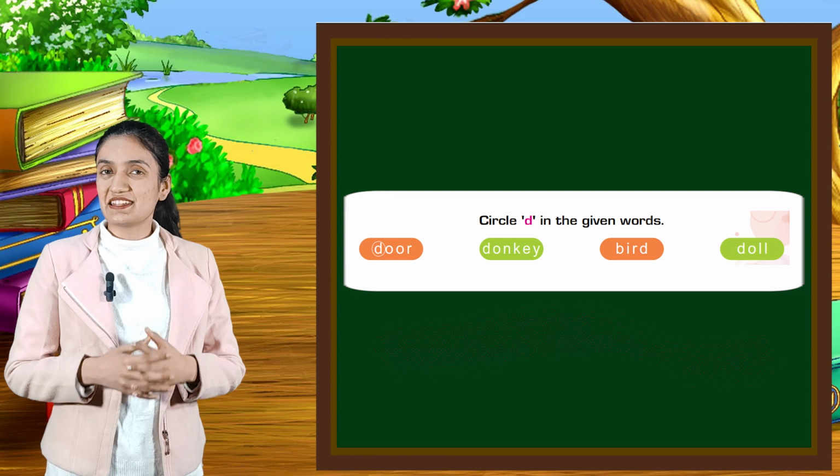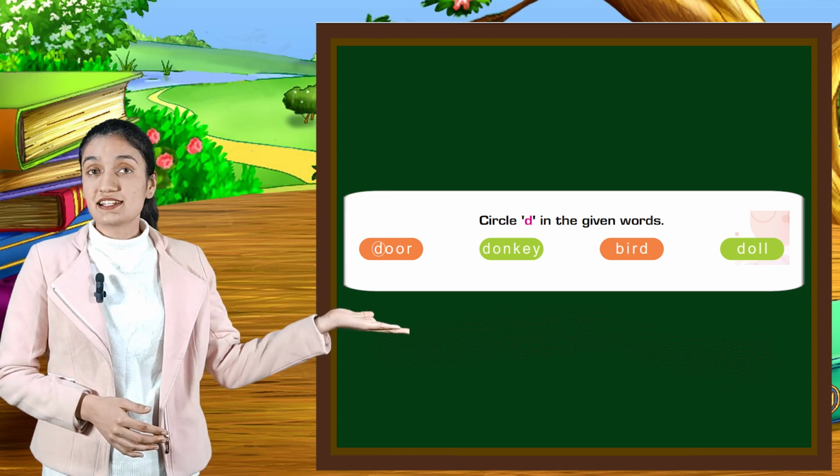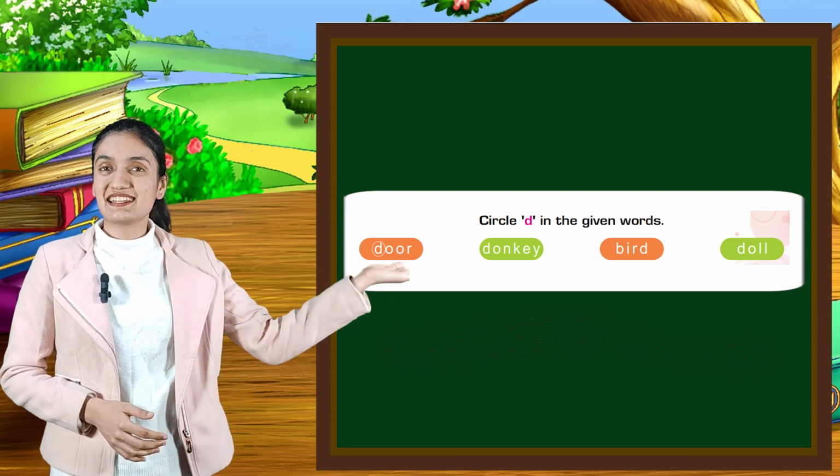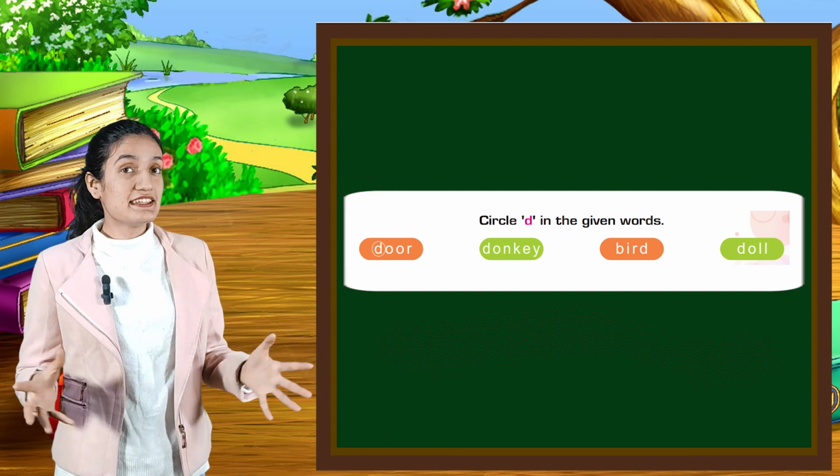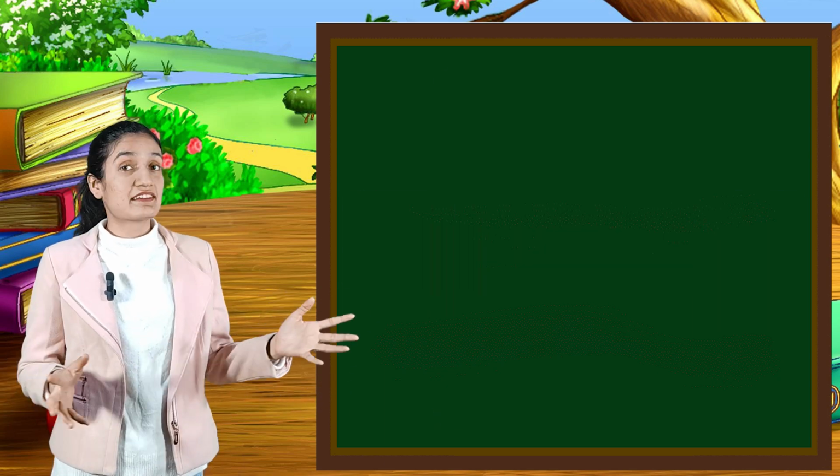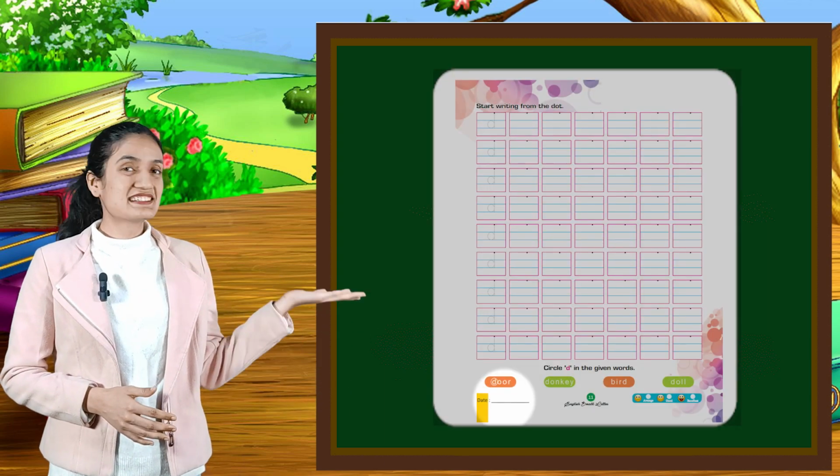Circle D in the given words. Doe, donkey, bird and doll. Find D and circle the D. At the end, write here date.